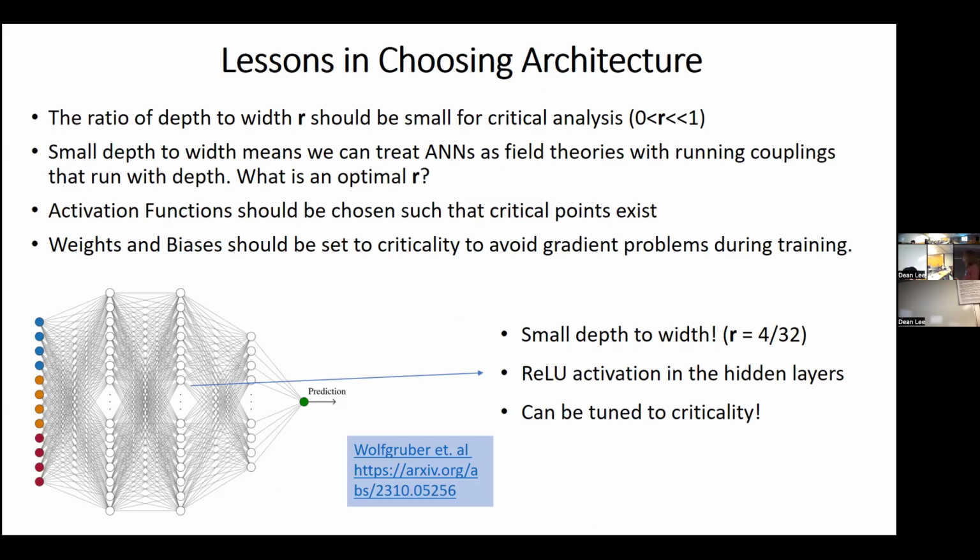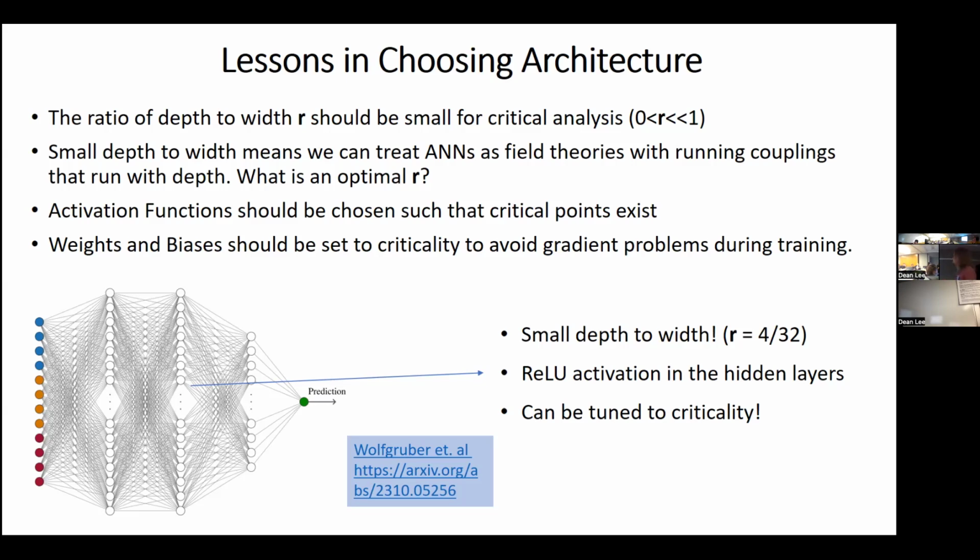We want it to be bigger than 0 because 0 is the Gaussian limit, but we want it to be small enough that we can start to do perturbation theory with running couplings and only have a limited number of running couplings so that we can tune these to stable relevant things. The other things we've got to do is pick activation functions that actually admit critical points or fixed points, and make sure that when we find those fixed points, we tune our weights and biases so that we can have that fixed point behavior that we want so we can get stable training.